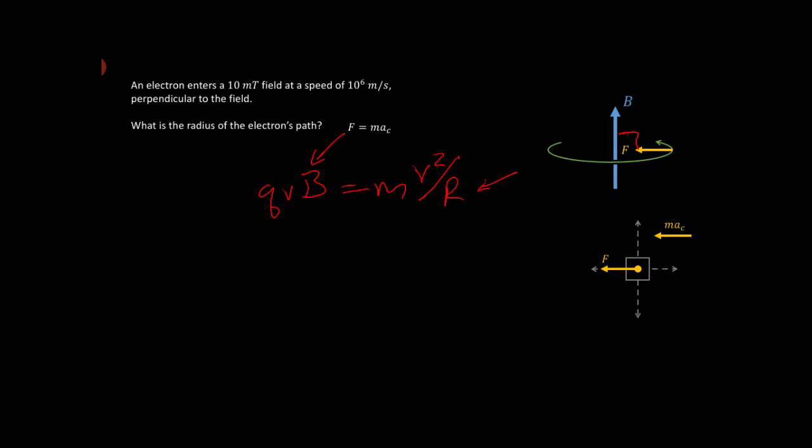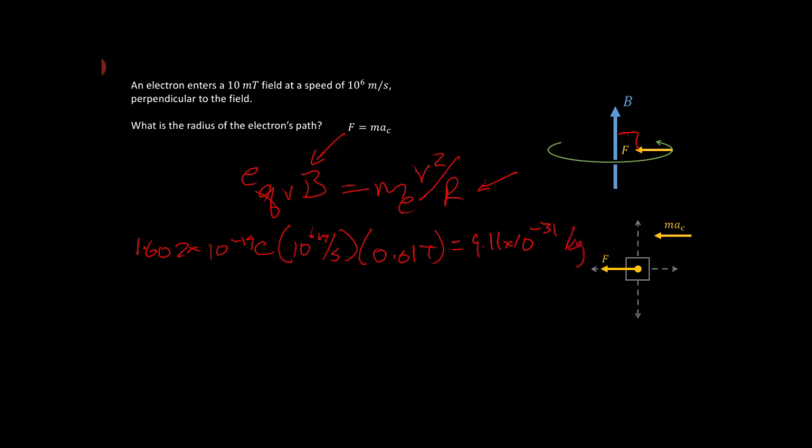Then to do this, we can do all sorts of things. The best is just to wander through and start putting numbers in. 1.602 times 10 to the minus 19 coulombs times 10 to the 6 meters per second times 10 millitesla, 0.01 Tesla, is equal to the mass of the electron, which is 9.11 times 10 to the minus 31 kilograms, times the velocity squared, 10 to the 6 meters per second squared, the whole thing, over that R that we need.